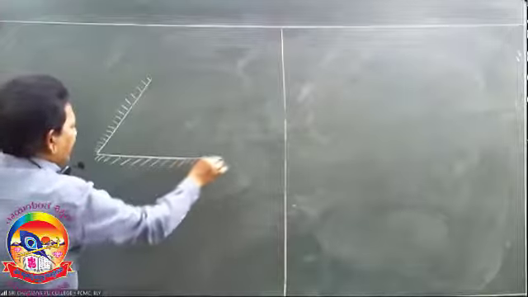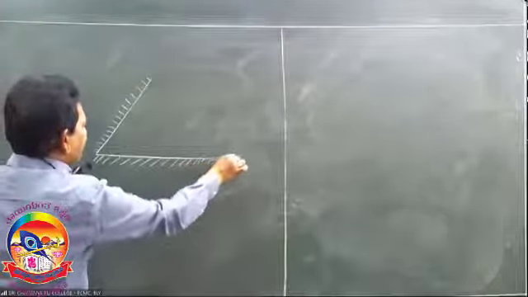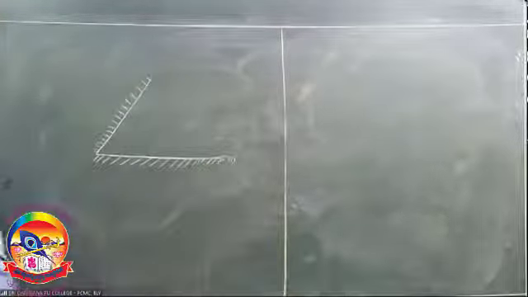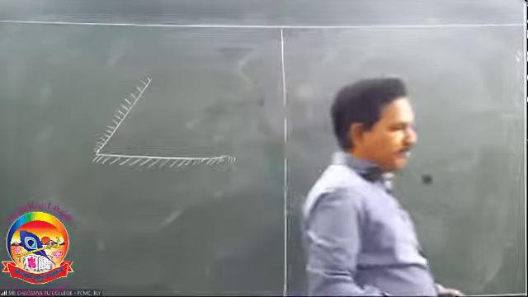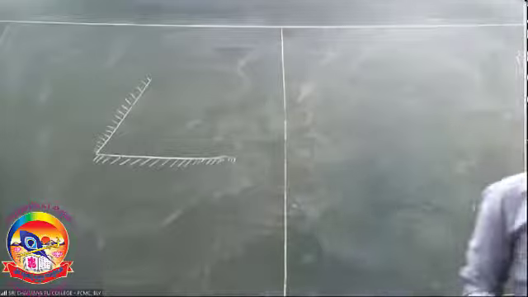If one mirror is there, one image. Where will the image be formed? Behind the mirror.